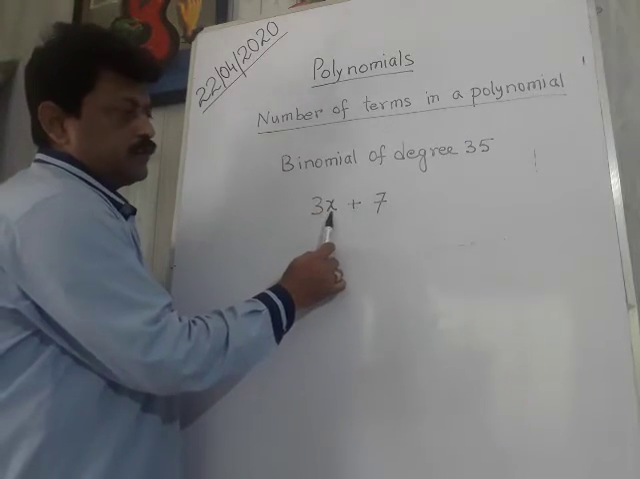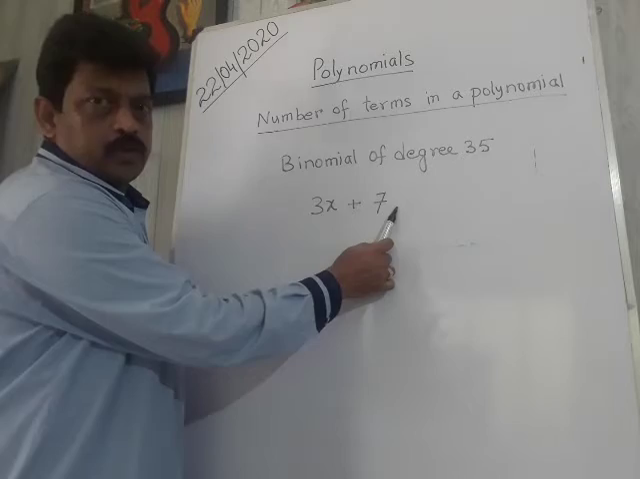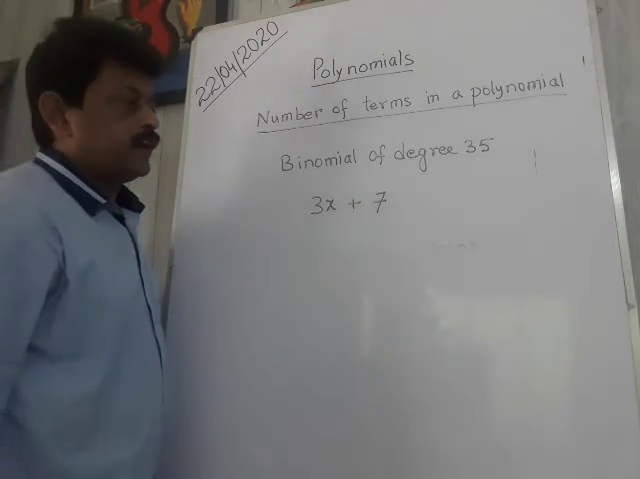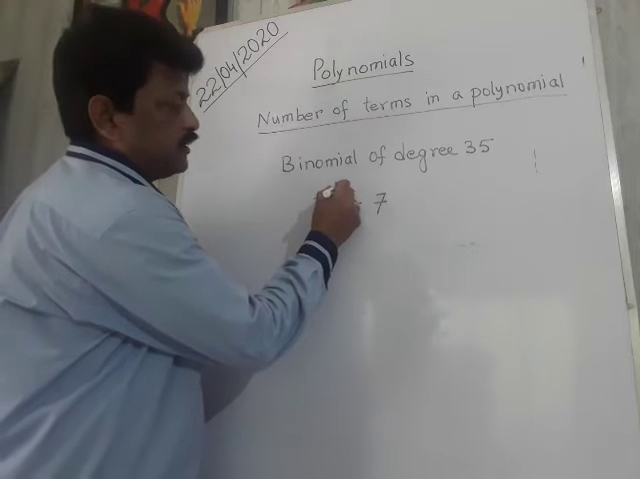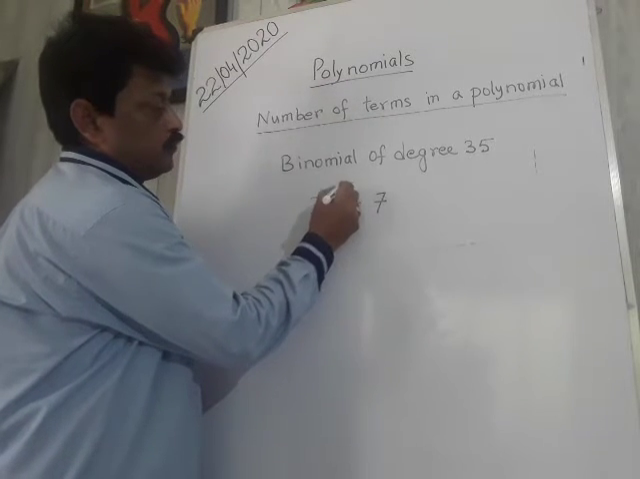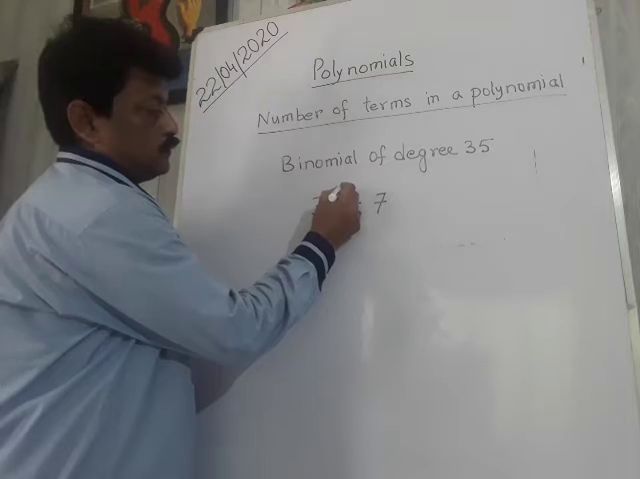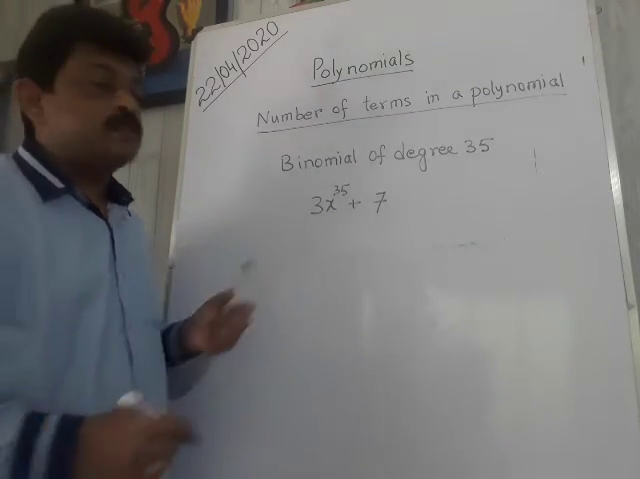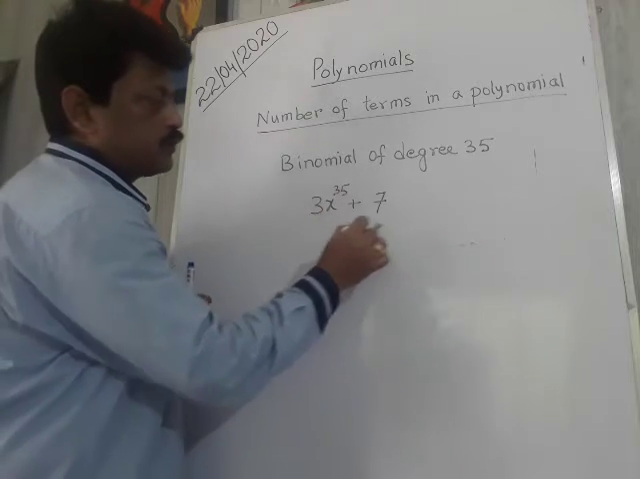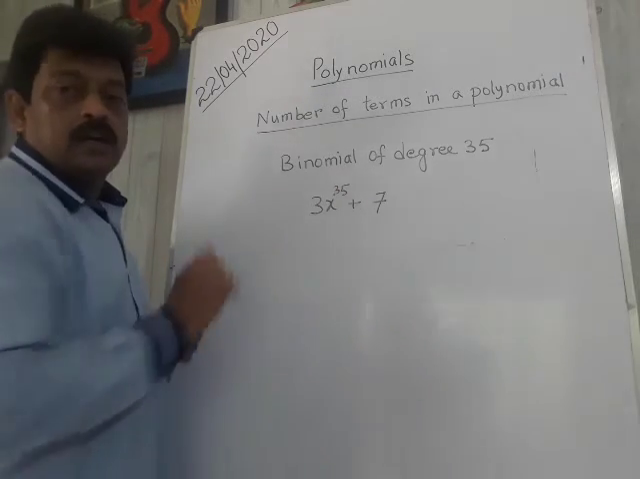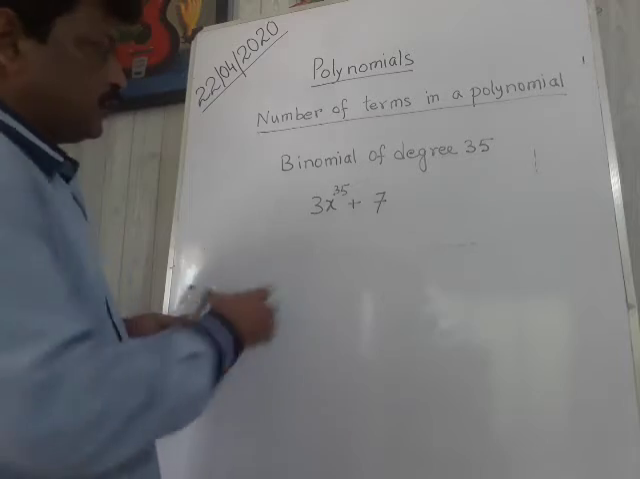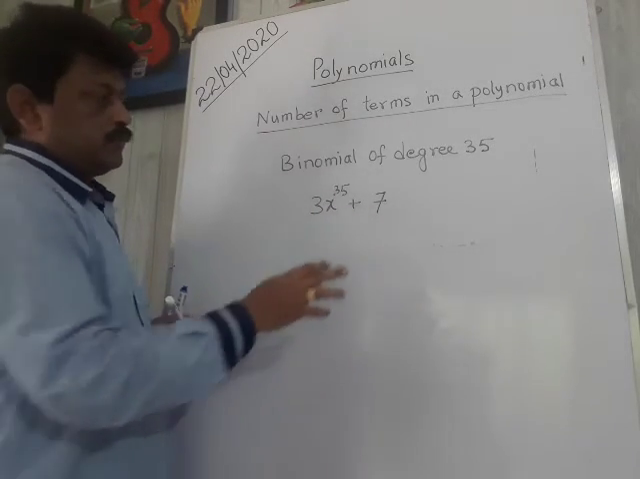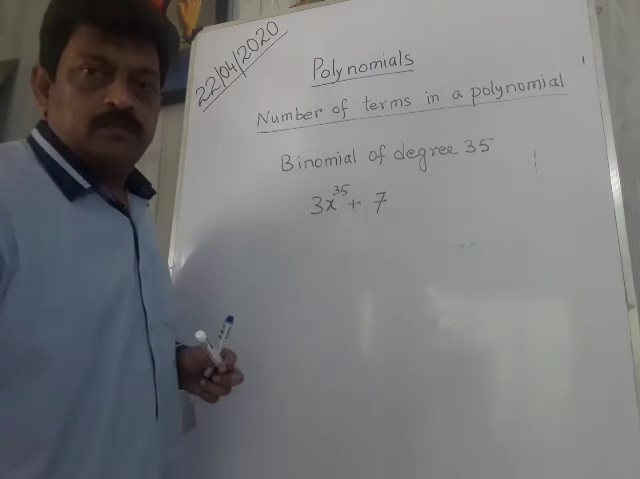Here the power of x is 1 and here the power of x is 0. But I have to make it degree 35. So I put here 35. So the highest power of the variable is 35 now. That means we can say that the degree of this polynomial is 35 because the highest power of x is 35. So this is an example of a binomial. There are two terms and the degree is 35.